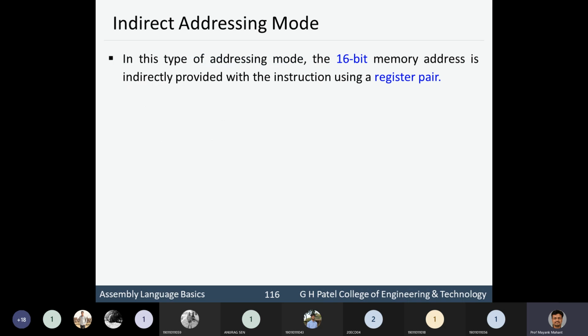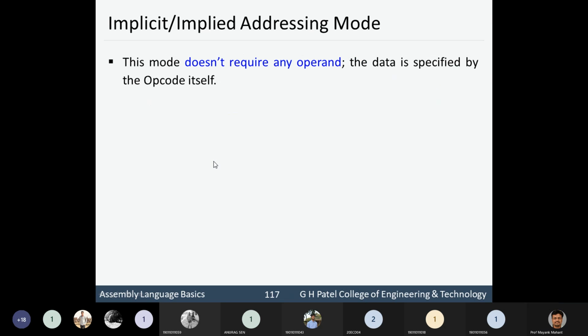Now there is another mode we call the indirect addressing mode. Indirect addressing mode means LDAX D. Indirectly you are getting the value from your DE register. Whatever value is pointed to by your DE register would be stored into your accumulator. So this is what we call indirect addressing mode. LDAX and STAX are examples of the indirect mode.